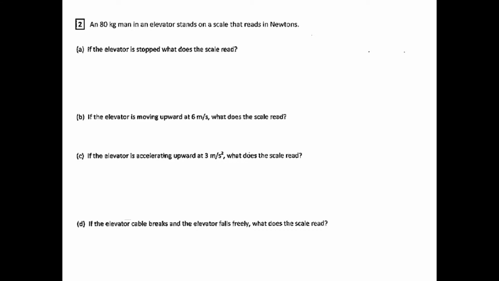Okay, back to our second example problem of applying Newton's laws. Here we've got, again, essentially a one-dimensional problem. All the forces involved here for a person riding in an elevator are acting in the vertical direction. So, an 80-kilogram man in an elevator stands on a scale that reads in newtons. If the elevator is stopped, what does the scale read?